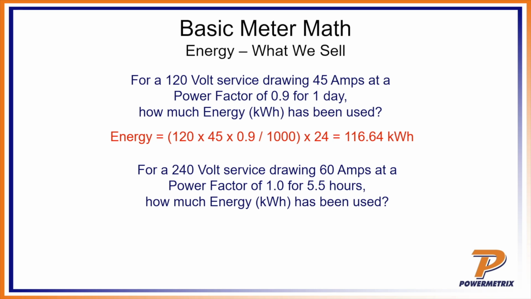So now for a 240 volt service, which is more residential, for a 240 volt service drawing 60 amps at a power factor of 1 for 5.5 hours, how much energy or kilowatt hours has been used? Well, you would just take the 240 volts and multiply it by the 60 amps, right?